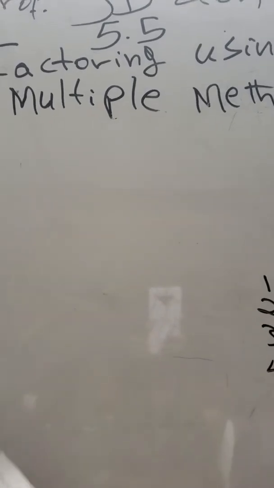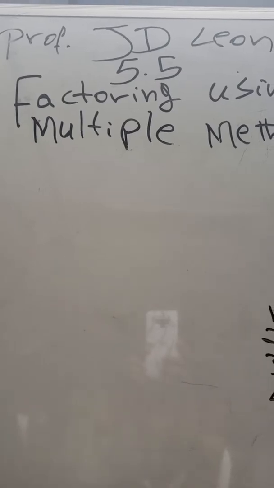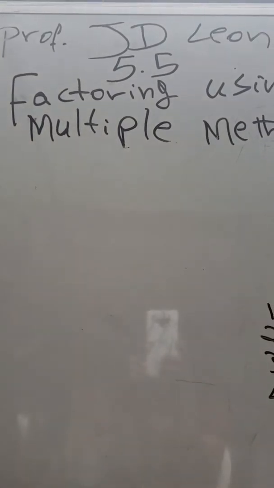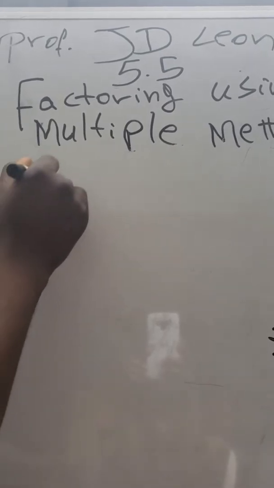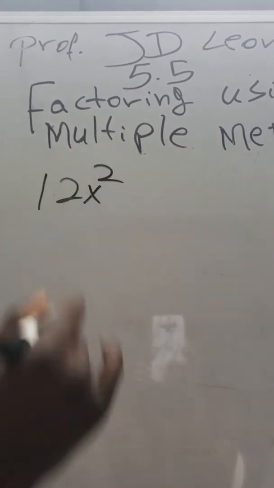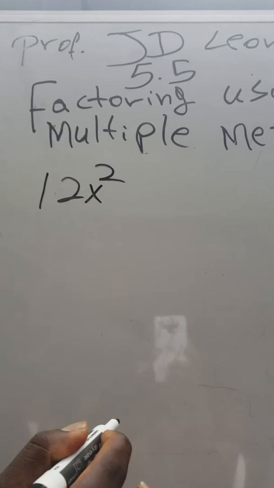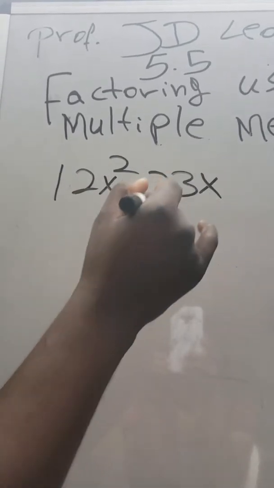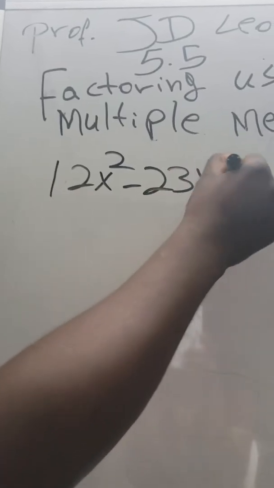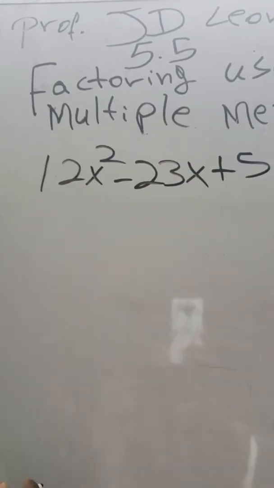All right. The fourth short video, still covering 5.5, because 5.5 is a summary of everything that we did with factoring. Fourth short video, we use this example with 12x squared minus 23x plus 5.